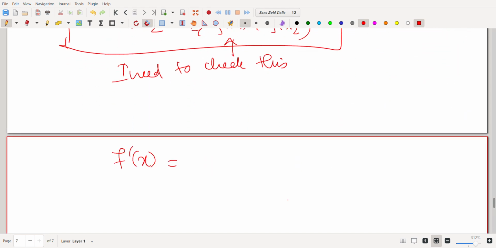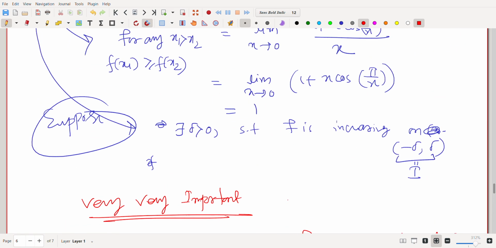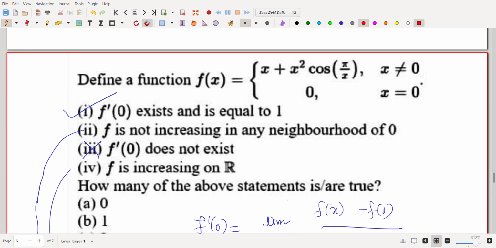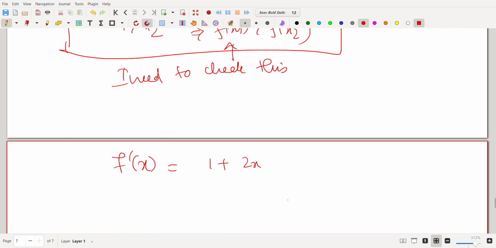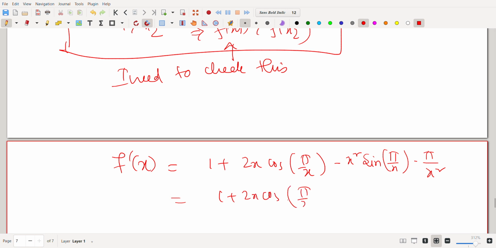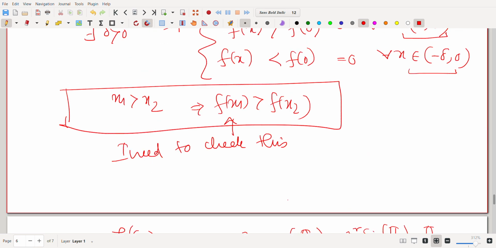So to check this, what we need to show here? So let's take the derivative. What is the derivative? It is the derivative of x plus x square cos pi by x, right? So that means 1 plus 2x cos pi by x minus x square sin pi by x times pi by x square, which is 1 plus 2x cos pi by x minus sin pi by x.